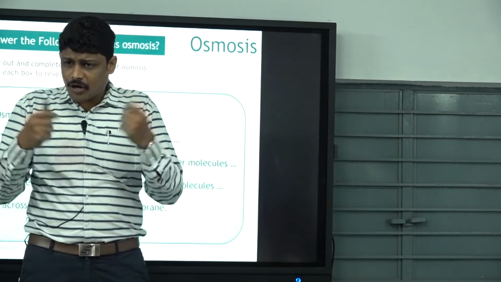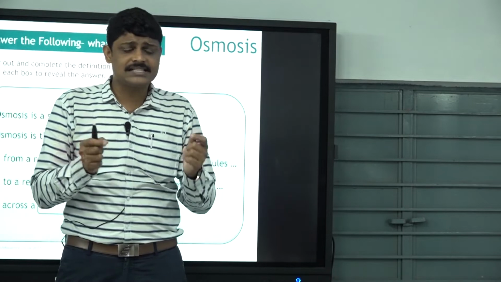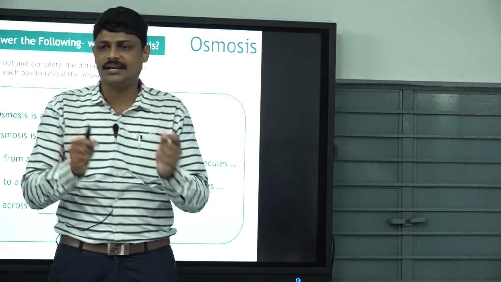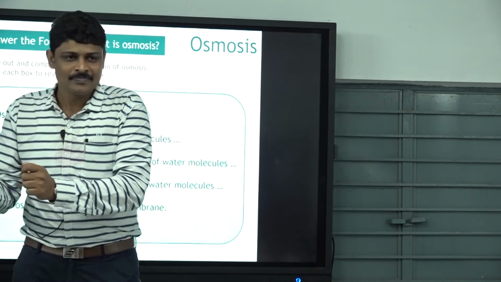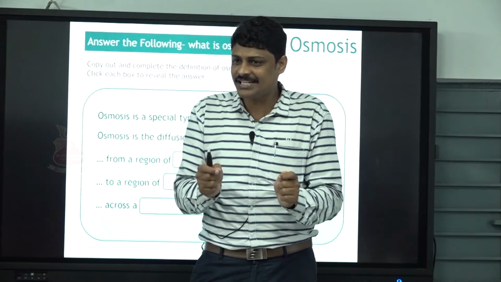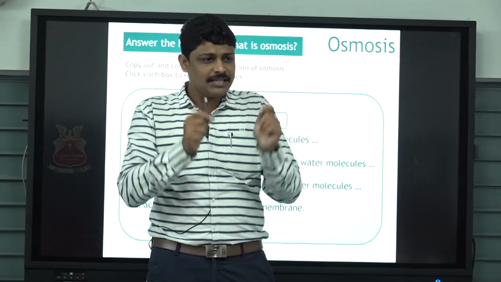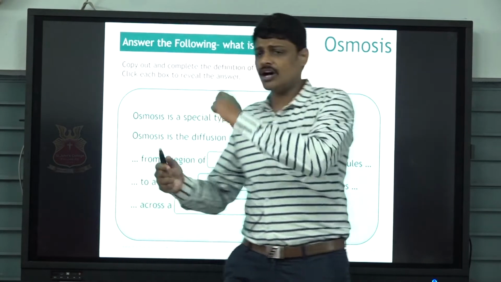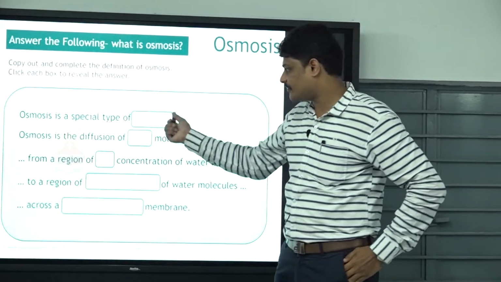I have already told you that water is something which is very unique. It can be considered as a solute, it can also be considered as a solvent. When you consider water as a solvent, osmosis happens. When you consider water as a solute, in the plant system, diffusion happens. Okay, so osmosis is once again a special type of diffusion.